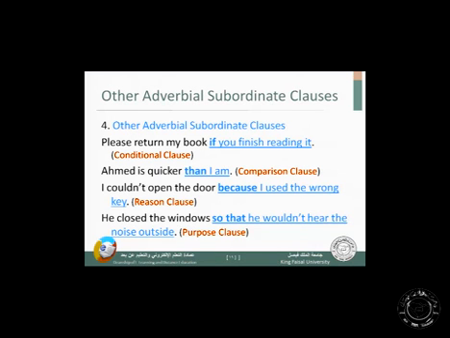The last example: he closed the window so that he wouldn't hear the noise outside. This is purpose. He stood up, he moved to the window, and he closed it. So why did he close the window? What is the purpose of this? So that he wouldn't hear the noise outside. "So that he wouldn't hear the noise outside" is a subordinate clause. The subordinator here is "so that." Two words functioning as a conjunction. It is called a purpose clause.